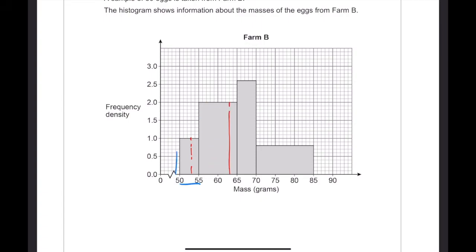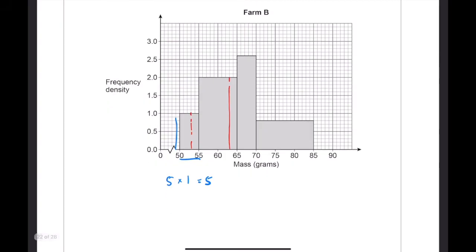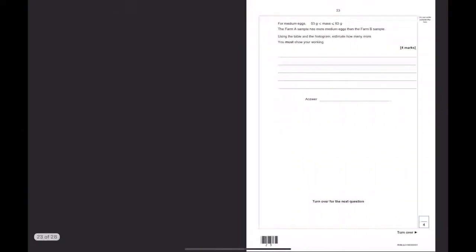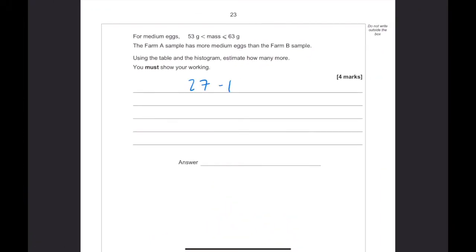So we know that this whole bar here is going to be 5 multiplied by 1, which is 5. So ultimately 5 eggs in the range of 50 to 55. So because this area is technically 2/5 of that area, it's going to be 2 eggs in that space there. If the class width is 10, we're only interested in 8 of them. So our width is going to be 8 multiplied by 2 technically. So 8 times 2 is equal to 16. Now 16 add 2 will be our total, which is equal to 18. So if we go back to our workings, we have 27 minus 18, which is equal to 9 eggs.